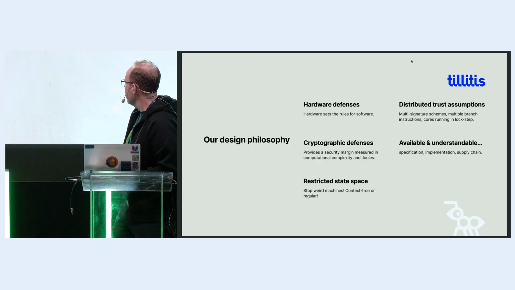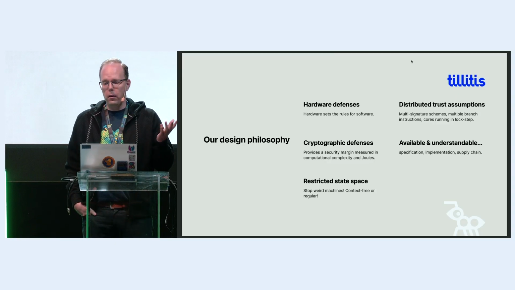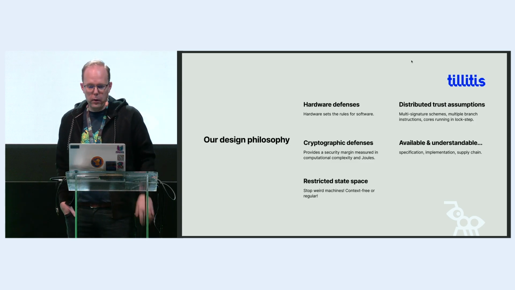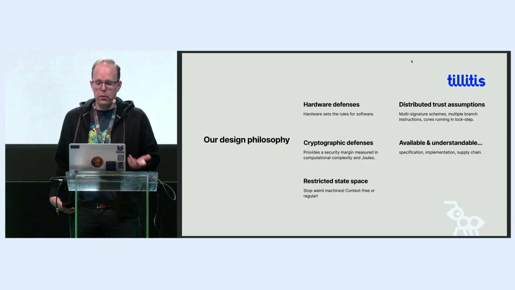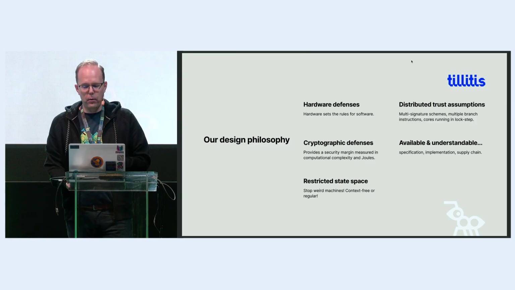Distributing trust assumptions is also nice. You can do this with multi-signature schemes. You can do this with multiple branch instructions in a row that give you some amount of glitching protection, or perhaps you have cores running in lockstep. And of course, you want the specifications and the implementation and the supply chain to be as available and understandable to you as possible.